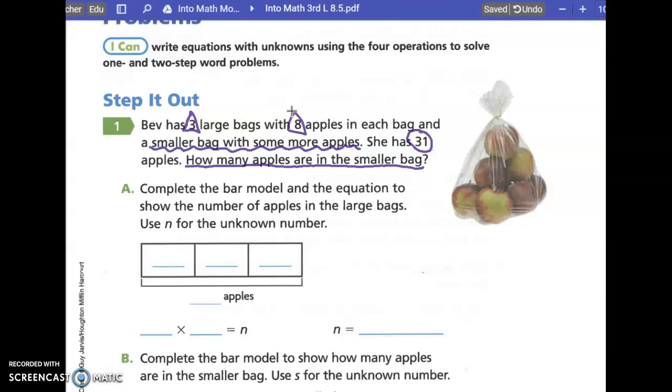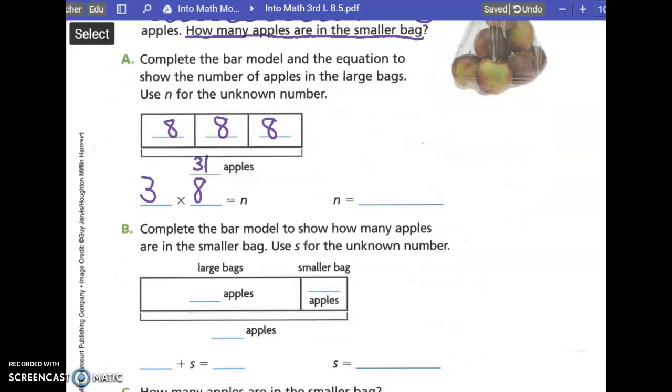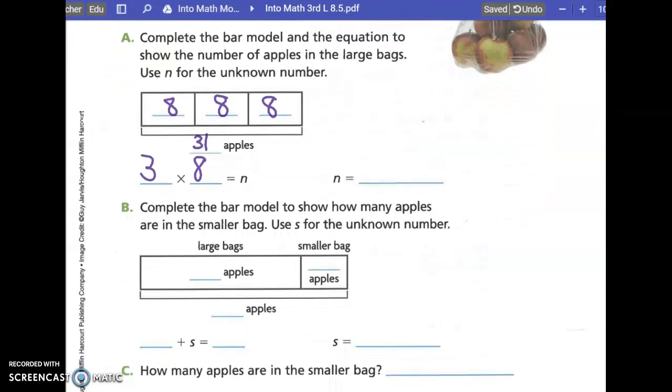So what do we know about the large bags? That there are 3 bags. So that's our 3 rectangles. And how much should I put in each of those rectangles? 8. Because it tells us there's 8 apples in each bag. So 3 times 8 equals our unknown of n. Catherine is right. It is 24. So then over to the side we're going to write that n is equal to 24.